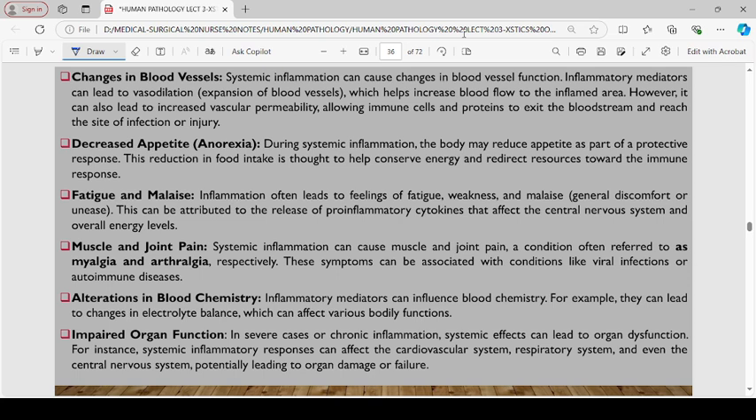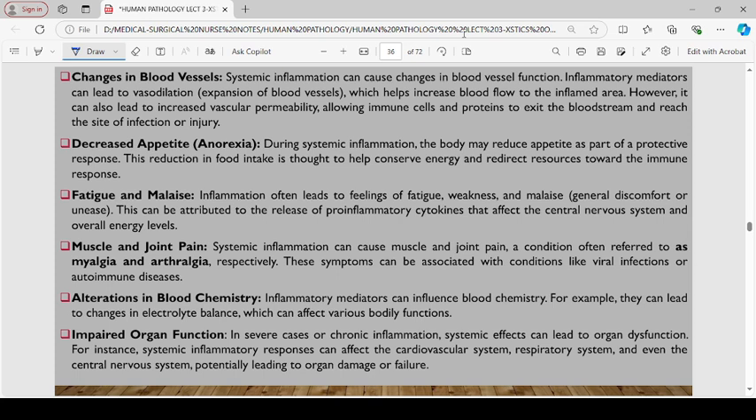Inflammation can also result in changes in blood vessels, where systemic inflammation can cause changes in blood vessel function. Inflammatory mediators can lead to vasodilation, which could lead to an increase in blood flow to the inflamed area. However, it can also lead to increased vascular permeability, allowing immune cells and proteins to exit the bloodstream and reach the site of infection or injury.